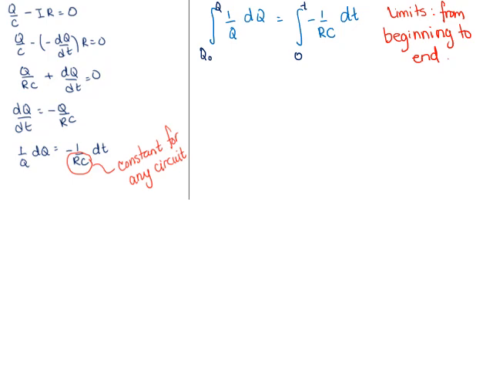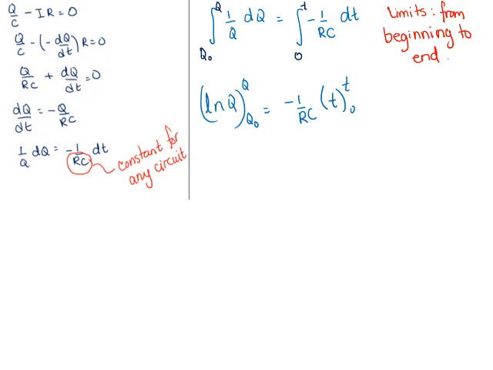So the integral of 1 over q dq is the natural log of q. It's going to be evaluated at the limits of q and q0. The integral of minus 1 over RC dt, well, 1 over RC is a constant, that comes out front. So that means I've got minus 1 over RC times the integral of dt. The integral of dt is just t, and that's going to be evaluated at t and 0.